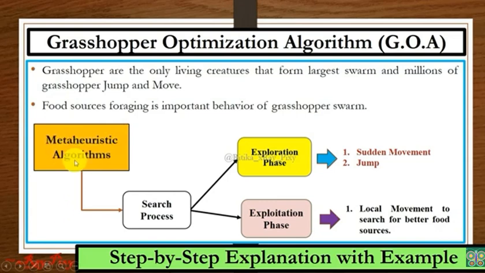In the metaheuristic algorithm, as we already discussed, the search process is divided into two phases: exploration phase and exploitation phase. So in this algorithm, the exploration phase contains sudden movement and jumps, and the exploitation phase contains local movement to search for better food sources. So in the exploration phase, we will search for the food sources. Here we will update all the position values for the grasshoppers and we will compute the fitness values. In the exploitation phase, we will find the best solution among all. That is the target.